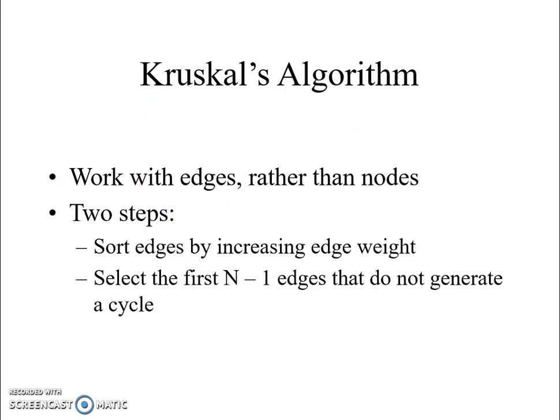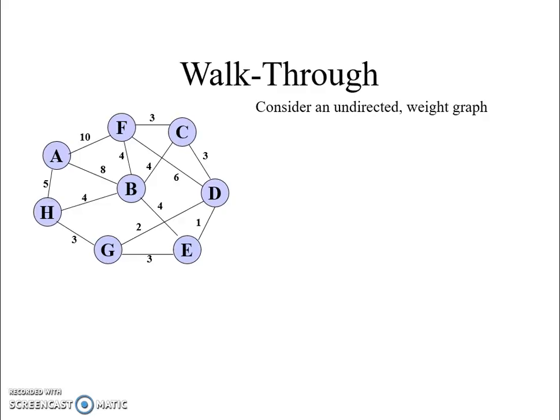Now we can see how the Kruskal algorithm works for an example. Kruskal works with edges rather than nodes. It normally has two steps. First, it sorts the edges by increasing edge weight, or arranges the edges based upon their cost in ascending order. Next, it selects the first n-1 edges that do not generate a cycle. Here n represents the number of vertices in a graph. Now we can see an example.